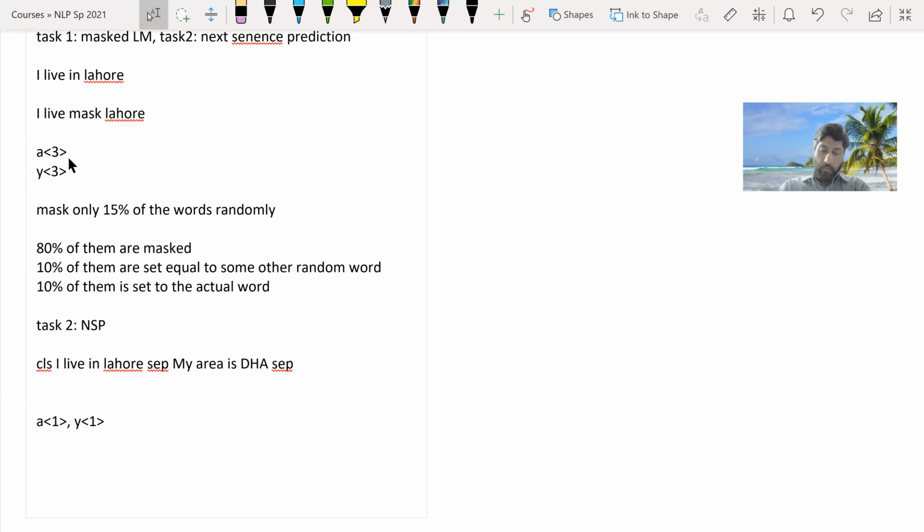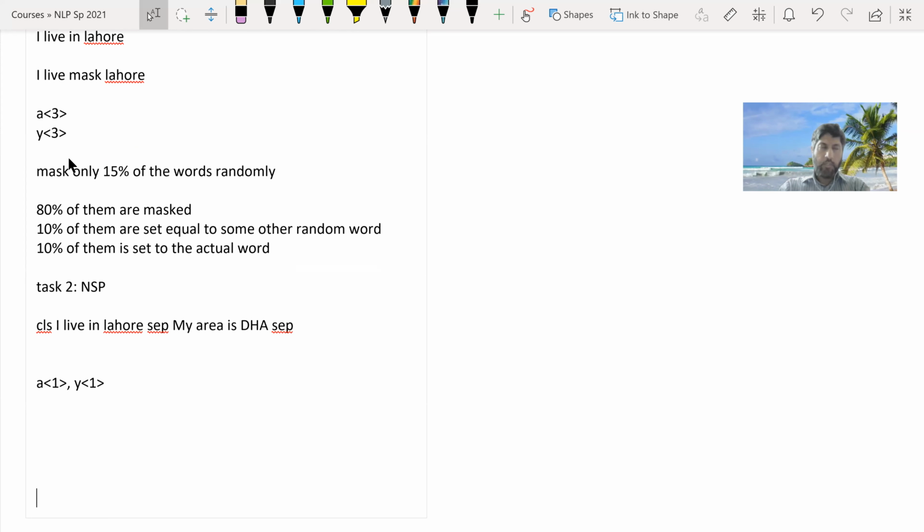So for the first task, you're basically feeding in a complete sequence of some fixed length, because this is a transformer, you have to define a fixed length. So I could have fed in: I live in Lahore. My area is DHA. So this can also be used for language modeling. I can mask based on whatever my randomness has suggested. I can mask anything. Let's say live is masked or some other word is masked. Okay?